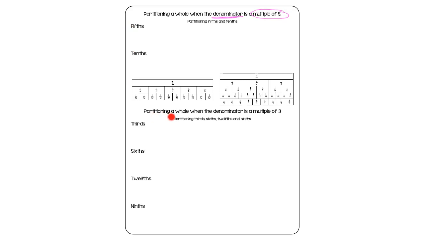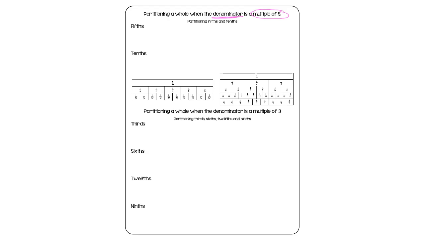Then below, partitioning a whole when the denominator is a multiple of 3. So here we have a whole. We can partition it into thirds, sixths, twelfths, and I threw in ninths even though we don't have those fraction bar pieces. They are easy to partition if you can partition thirds, sixths, twelfths. So we're going to learn that anyways because it's helpful. Even if we don't use ninths a lot in 4th grade, they do help you in life. So just threw that in there as a bonus.